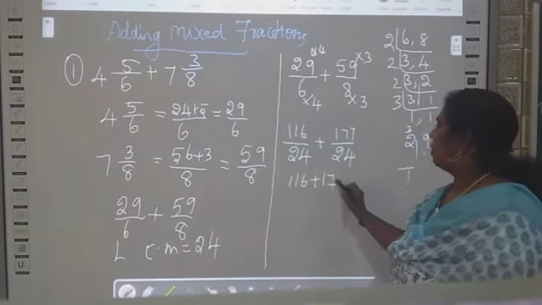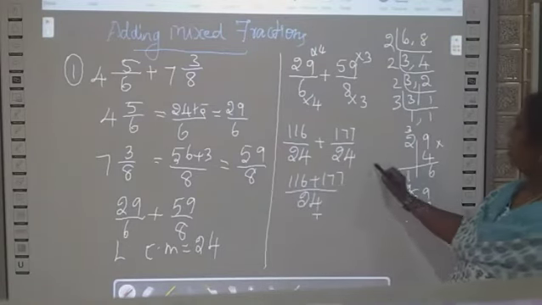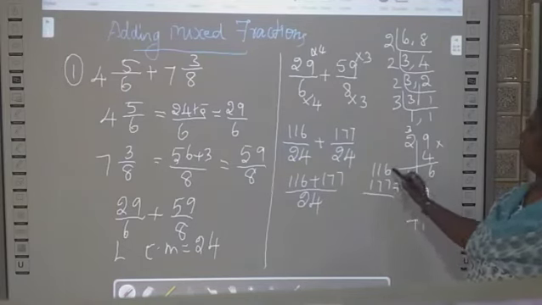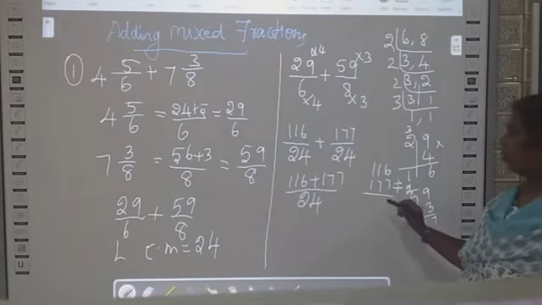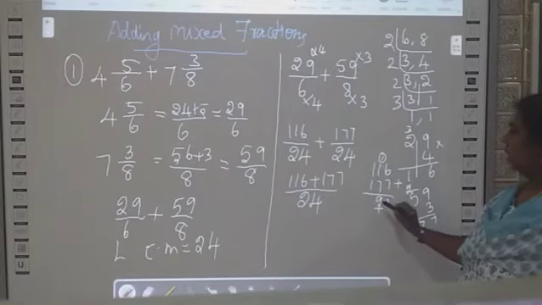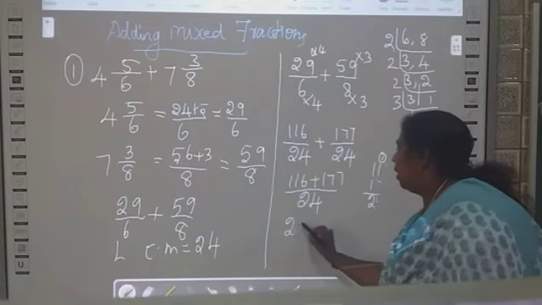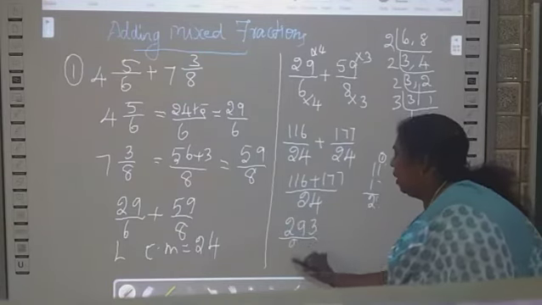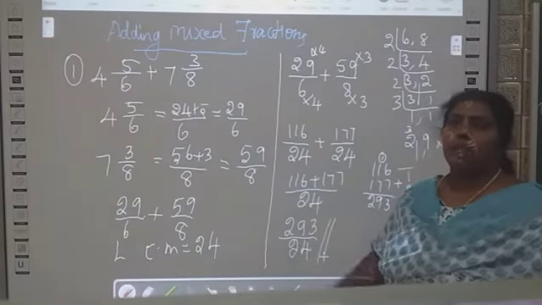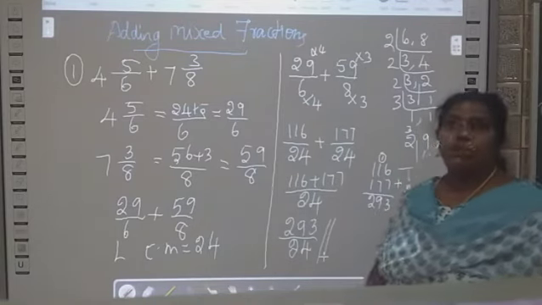116 plus 177 divided by 24. 116 plus 177. 6 plus 7, how much will it come? 13. 13, 1 carry over, 7 plus 1, 8, 8 plus 1, 9, then 1 plus 1, 2. 293 divided by 24. So if it is possible, we can reduce, otherwise we have to make this number into a mixed fraction.